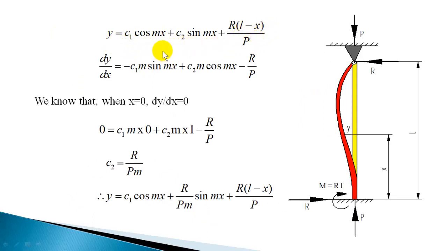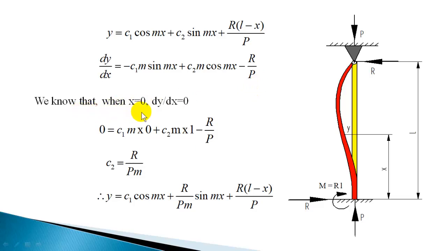Now if you differentiate, you will get the equation for slope. So dy by dx is minus C1 m sin mx plus C2 m cos mx. The differentiation of the last part, if you split, you will get two parts, RL by P and minus RX by P. RL by P is a constant part, differentiation is 0. Minus Rx by P, when you differentiate, you get minus R by P. So you are getting dy by dx is minus C1 m sin mx plus C2 m cos mx minus R by P.